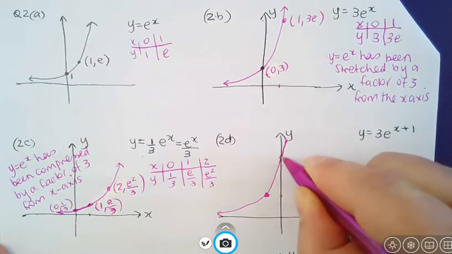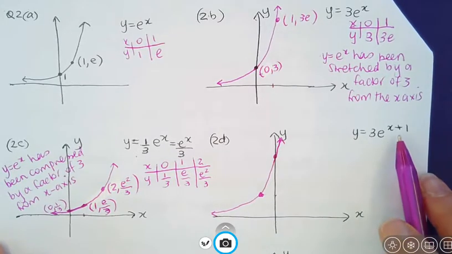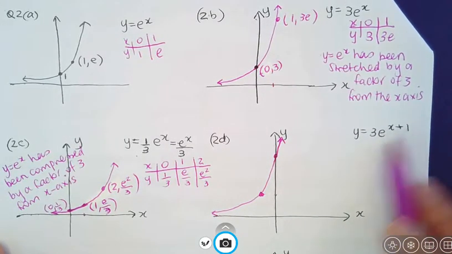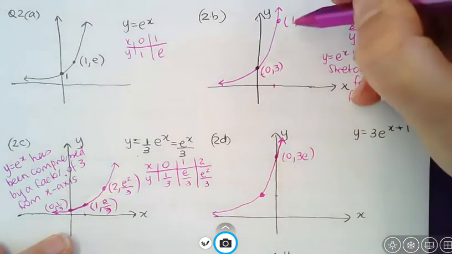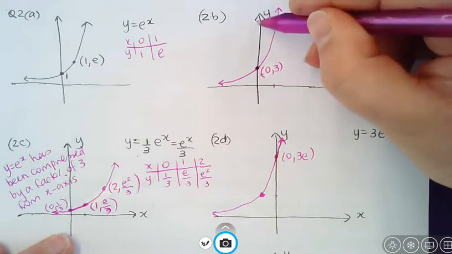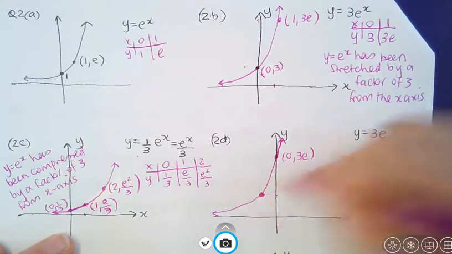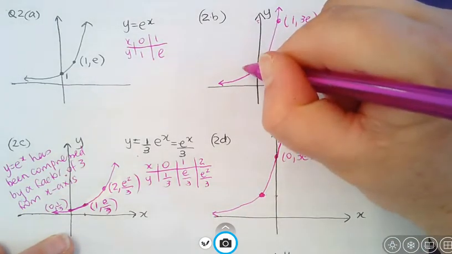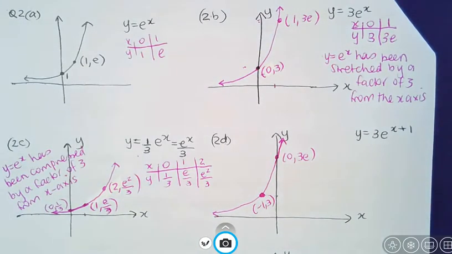So what are your points? What's your y-intercept now? I mean, look, you can just substitute in here. When x is 0, what do you get? You get 3e, but we already knew from here that it gets moved 1 unit to the left, so I know it's 0, 3e, and I know that this point is 1 unit to the left, negative 1, 3. So that's the other thing to do. Okay, so it's been stretched by a factor of 3 and shifted 1 unit to the left.